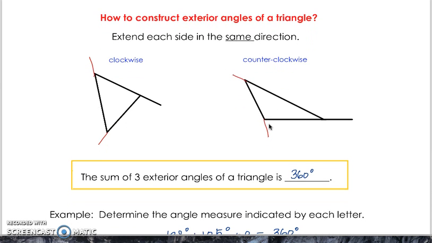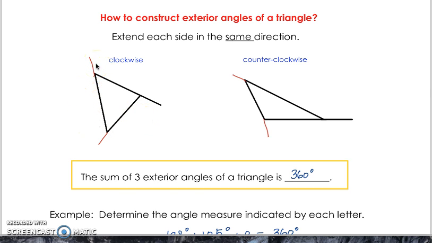How do we construct exterior angles of a triangle? You always make sure you extend each side in the same direction. So here are two examples. I'm starting from the top left corner here in the triangle. I start drawing and extending the line to the right. So now we go clockwise, so we follow the direction of a clock. The second side here, we start from the vertex and keep extending it. And then for the third side, extend it this way. So we're always making a right turn, so to speak.